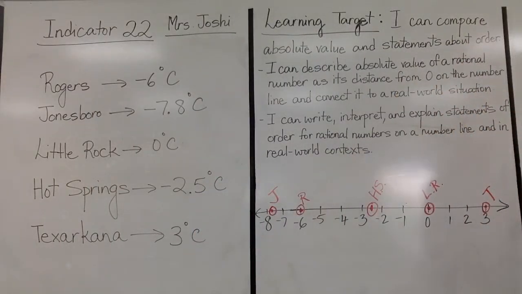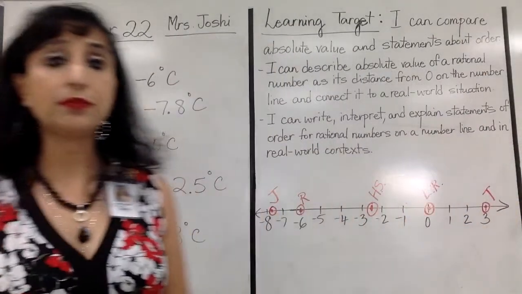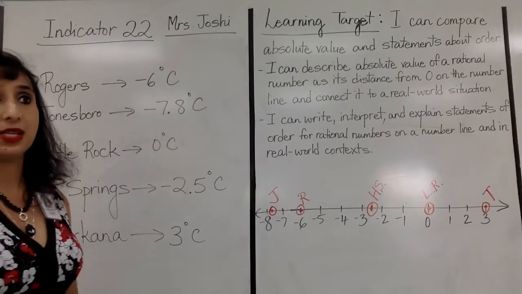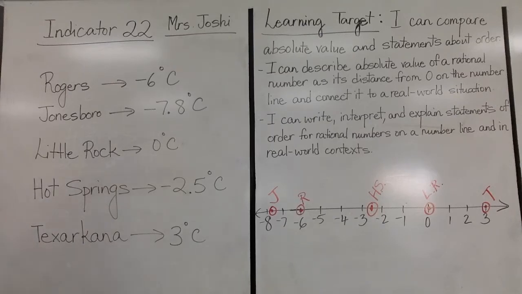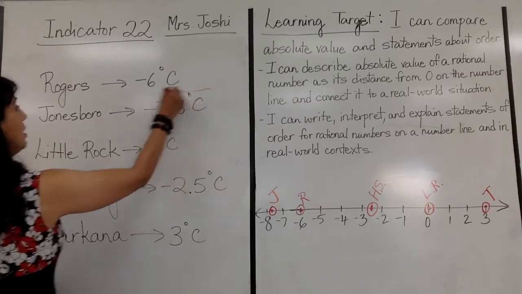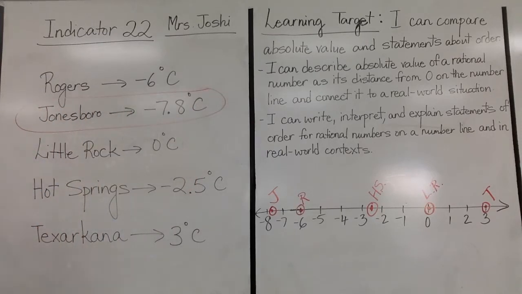So if I look at this and I look to the left, I can see that -7 and 8/10 is to the extreme left of all the other numbers. And so that is why this city, which is Jonesboro, has the coldest, lowest temperature. So this is the answer. Okay, so this is how we do the real world problems in this case.